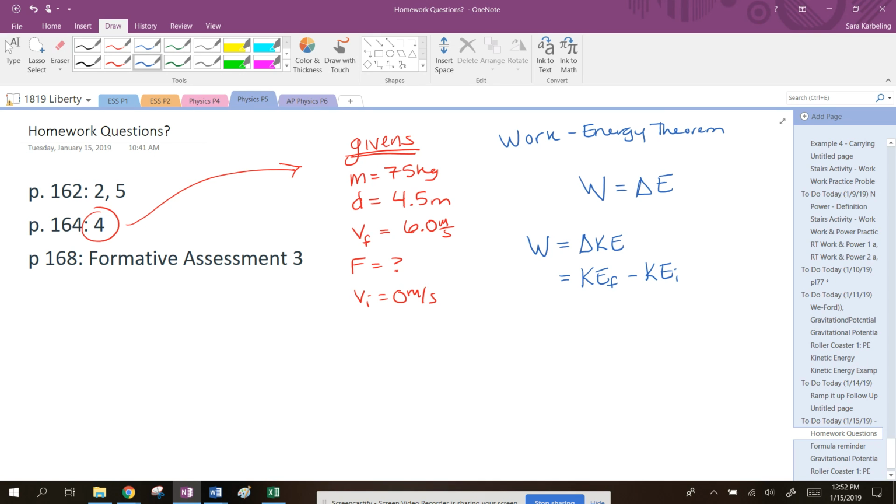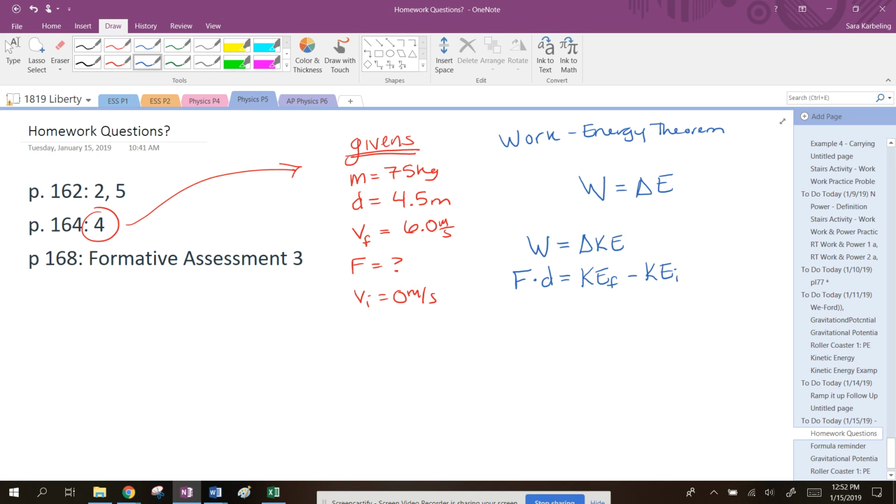I also know another definition for work. What else is work equal to? Force times distance. And I wanted that in there because the question was about the force. So you need a force in there somewhere. So this is what I want to know. Do I know how far that bobsled goes? Yeah, we wrote that down. 4.5 meters.